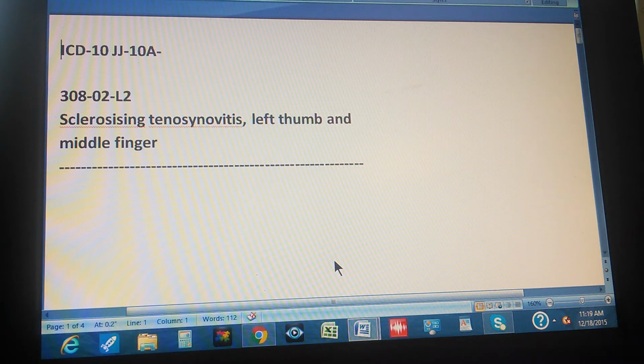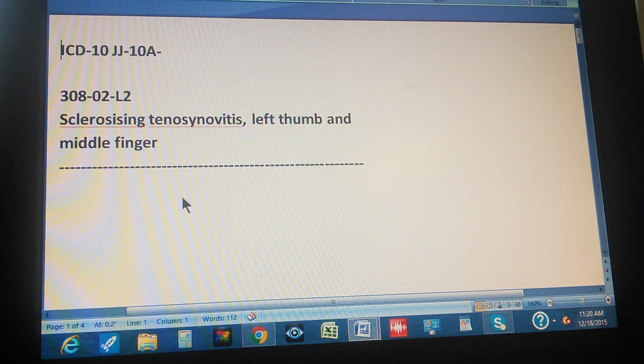ICD-10, JJ-10A, page 308, exercise 02. This is a level 2 exercise and it reads like this: sclerosing tenosynovitis, left thumb and middle finger.